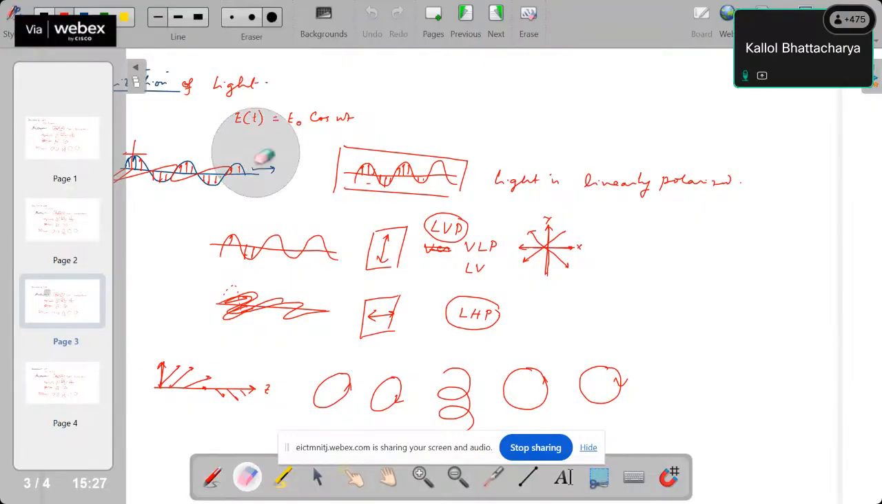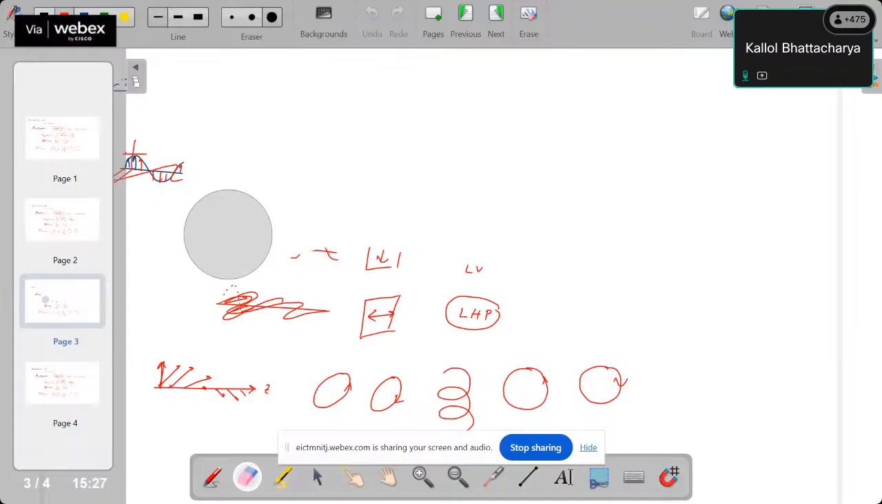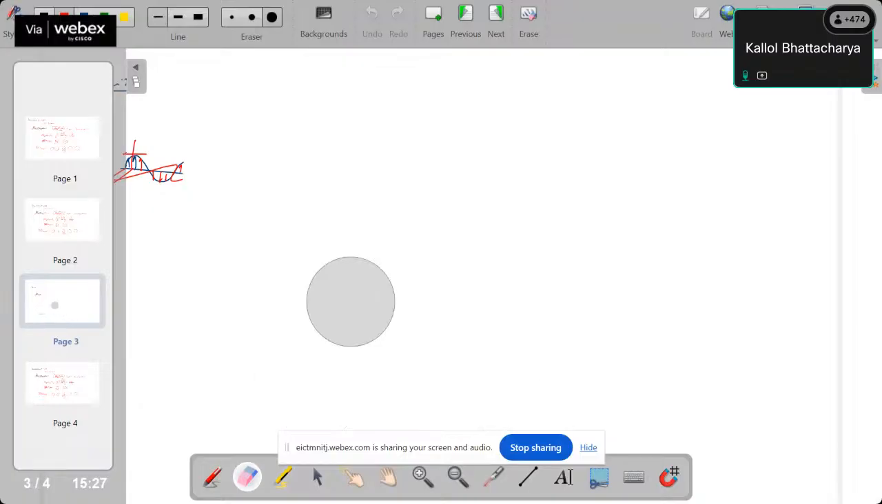Well, in case of unpolarized light, we cannot define any such plane along which the electric vector is moving. It moves arbitrarily. So the electric vector is changing planes arbitrarily. At one instant it is here, at the next instant it is here. The magnitude of the electric vector changes randomly, and the planes also change randomly. So there is no proper representation for unpolarized light.